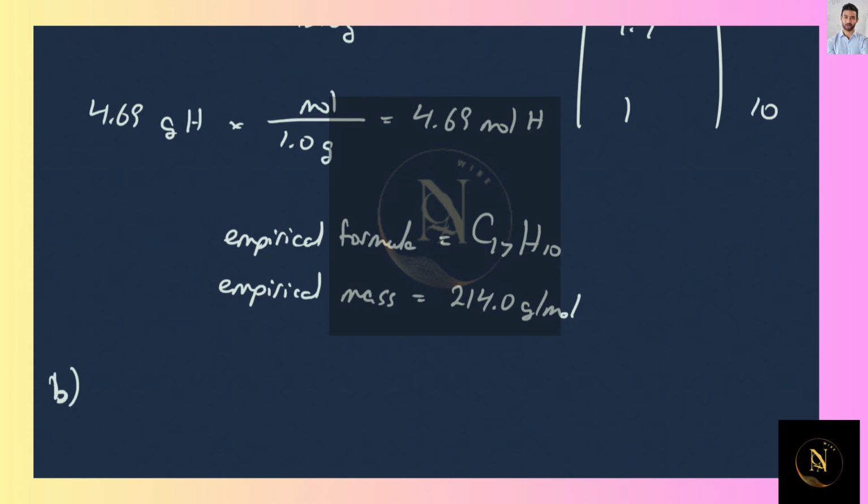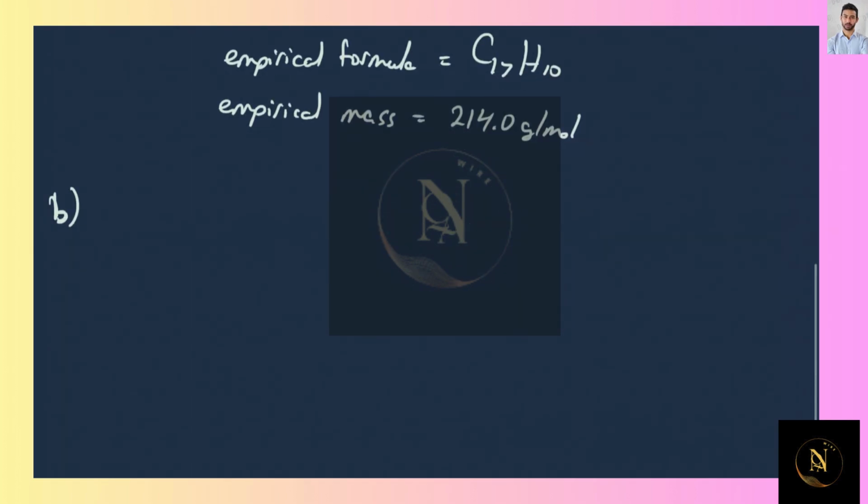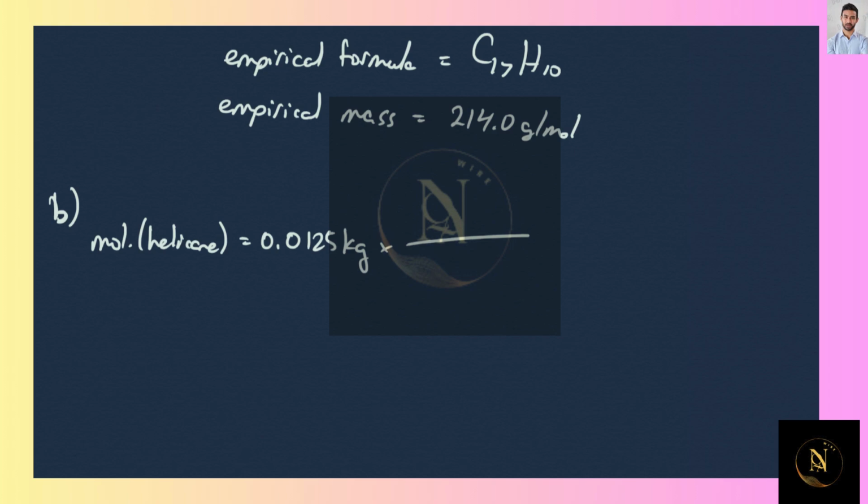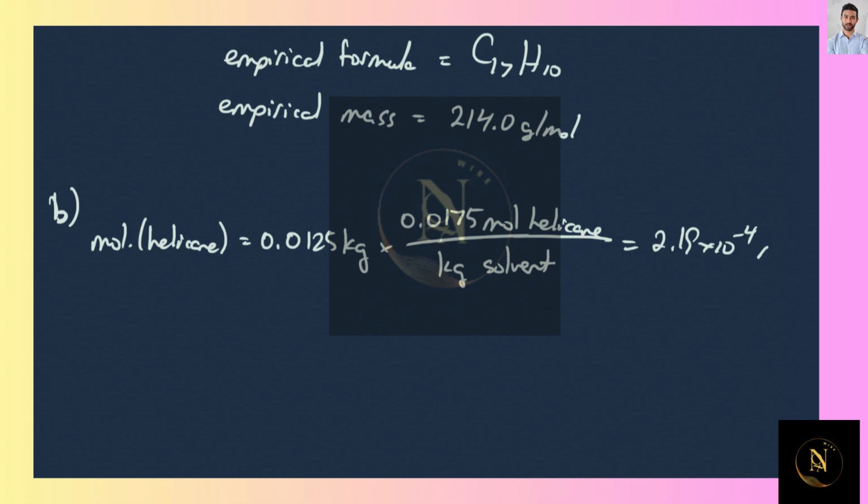For part B, we're asked to find the molecular formula of the helicane. So let's solve for the moles of the helicane, which should be equal to the 0.0125 kilograms, and we're given the molality, 0.0175 moles of the helicane per kilogram of the solvent, and this will work out to 2.19 times 10 to the negative 4 moles of the helicane.